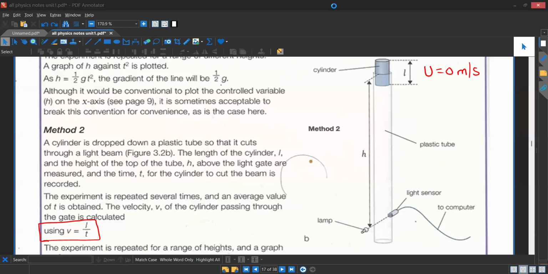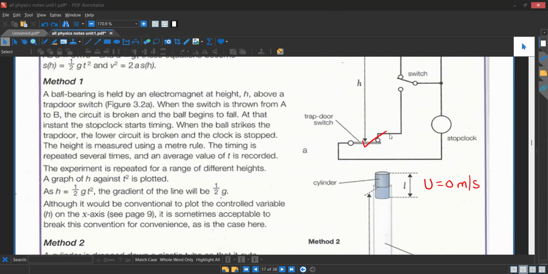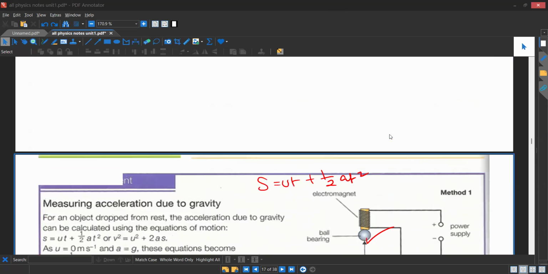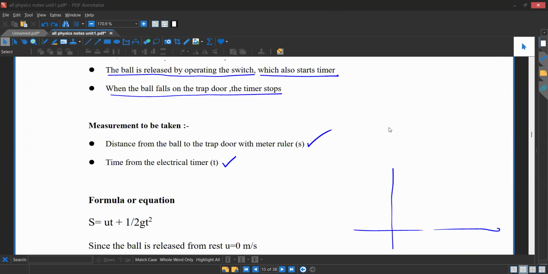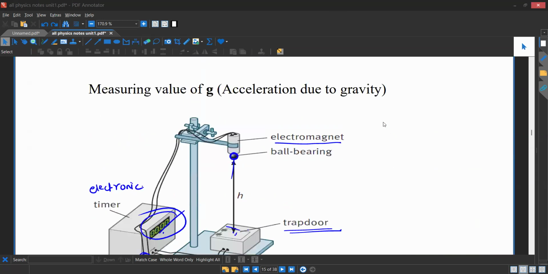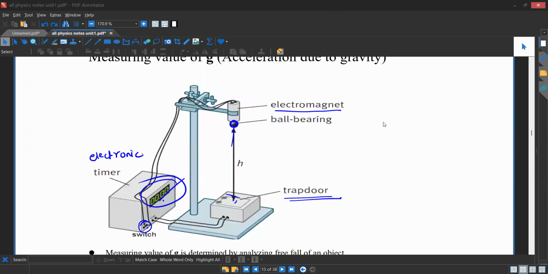Hi guys, hi everyone. So this is a special class to explain acceleration due to gravity. In the previous part, I think it was part 4, or part 3, we learned how to find acceleration due to gravity by using this particular diagram. I remember this was the one we learned about. You have a trap door, you have an electromagnet.